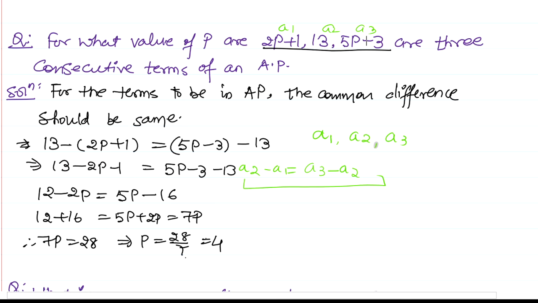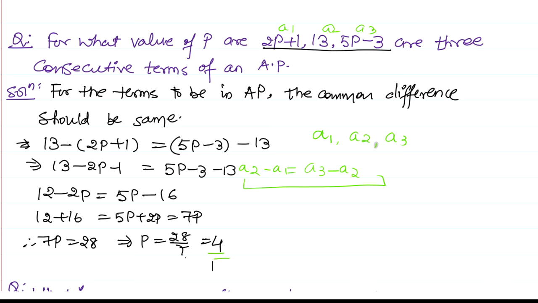On simplification, when I expand the bracket, I get 13 minus 2p minus 1 is equal to 5p minus 3 minus 13. So 13 minus 1 is 12, minus 2p is equal to 5p minus 16. Moving 16 to the left hand side, it becomes positive. So 12 plus 16 is equal to 5p plus 2p, that is 7p. And on solving, I get the value of p as 4. Okay, this is one approach.